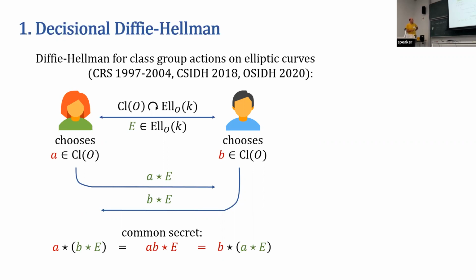They agree on a base curve E, and now they play the same game. So Alice chooses a secret ideal class A, acts with this ideal class on this starting curve E, sends the result to Bob.